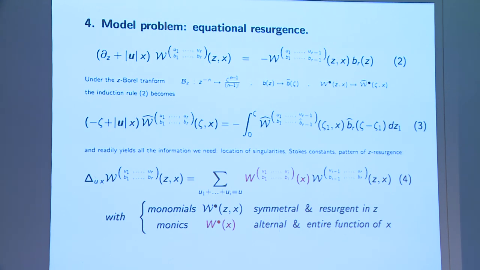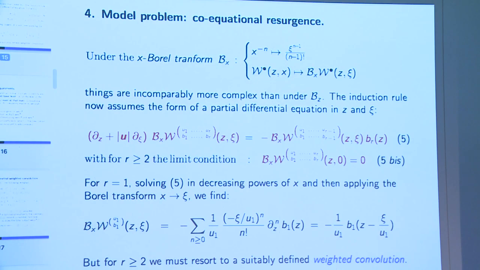They are defined by this equation two, and in this instance, equational resurgence is simplicity itself. Borel takes you from z to zeta, the conjugated variable, and the recursion equation simply simplifies. You can see equation two. So this equation three immediately gives you all the information about the equational resurgence in this case. It tells you exactly which alien derivations are going to act on that and how they are going to act. They are going to produce elementary functions. So equational resurgence is a trifle in this case.